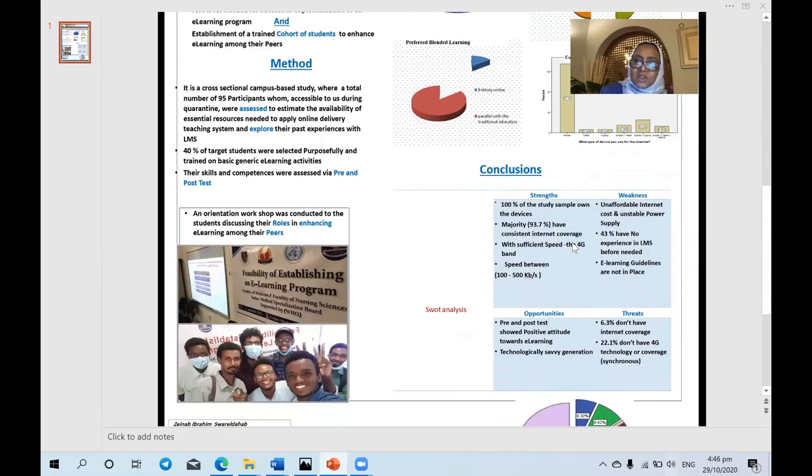Conclusions are summarized in a SWOT analysis template. The strengths are 100% of the sample have devices. The majority have considerable internet coverage with sufficient speed, the 4G.